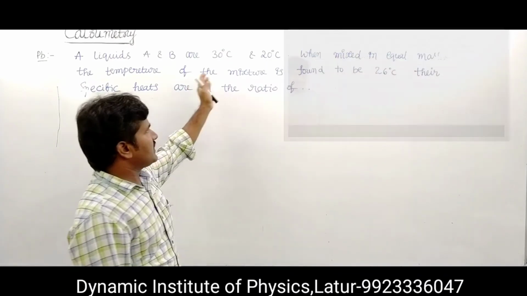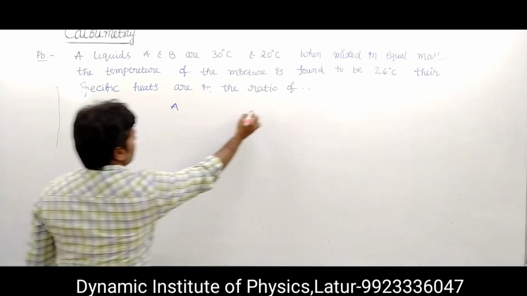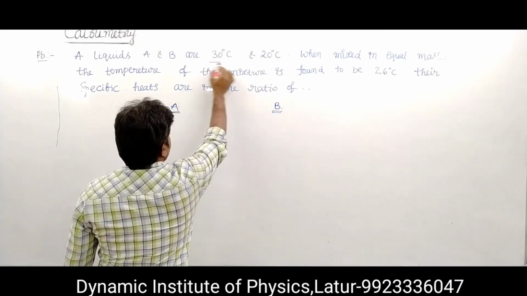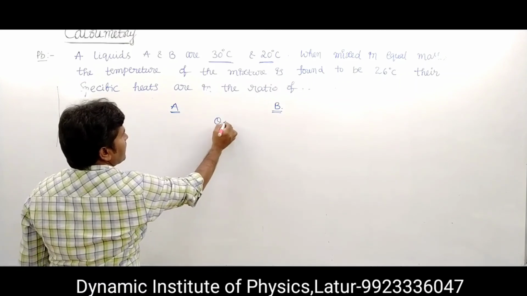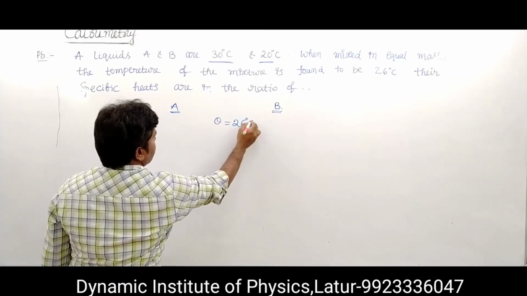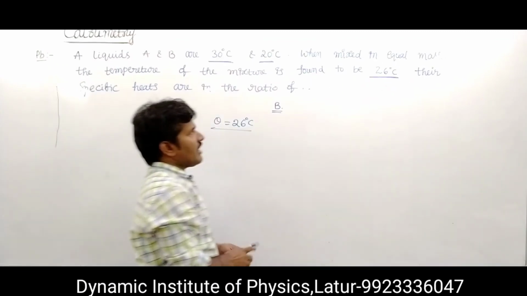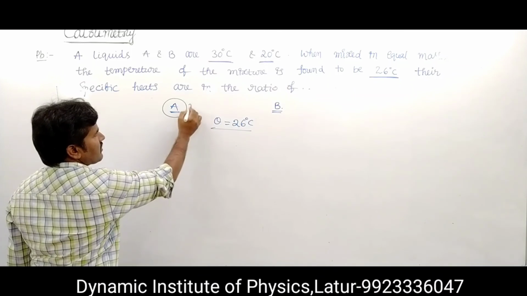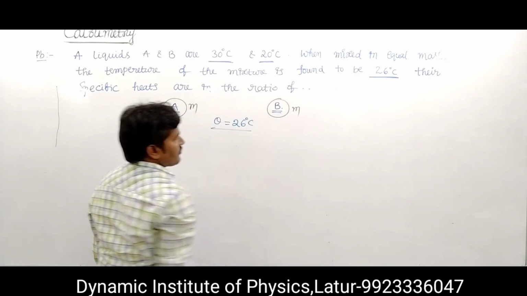Now, two substances of the same mass at different temperatures: one is A, another is B. A's temperature is 30 degrees centigrade, B's temperature is 20 degrees centigrade. Their common temperature is 26 degrees Celsius. The mass of A is m and the mass of B is also m.